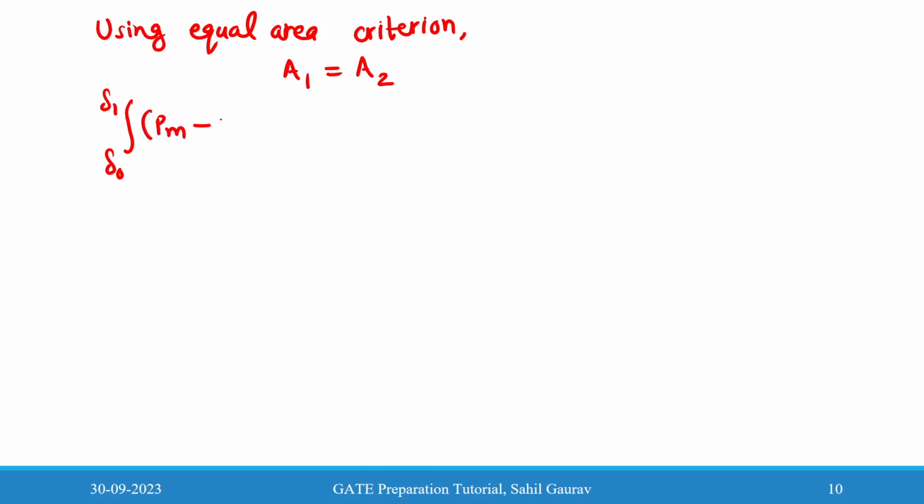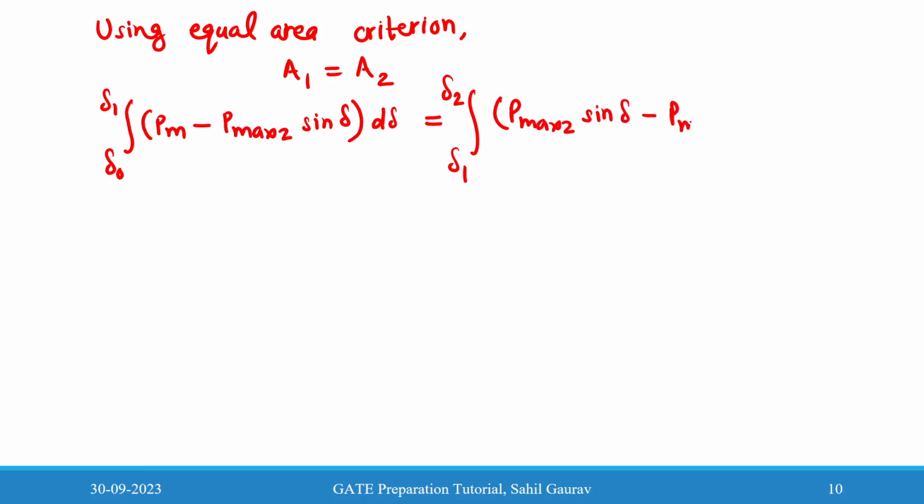So this area will be the integral of (Pm minus P max 2 sine delta) d delta, and the maximum rotor swing is delta 2, and the final operating point is delta 1. So this will be the integral of (P max 2 sine delta minus Pm) d delta. So you solve for Pm, so Pm will come out.